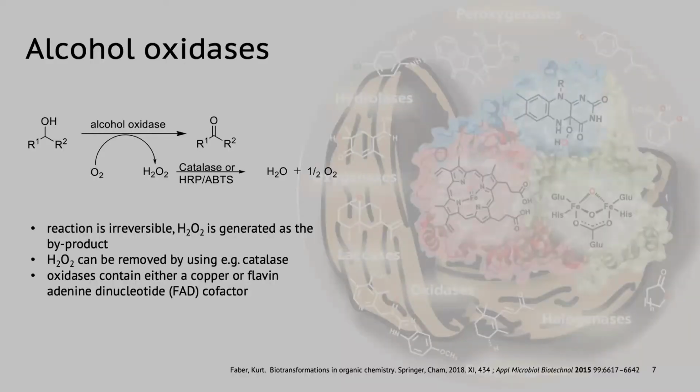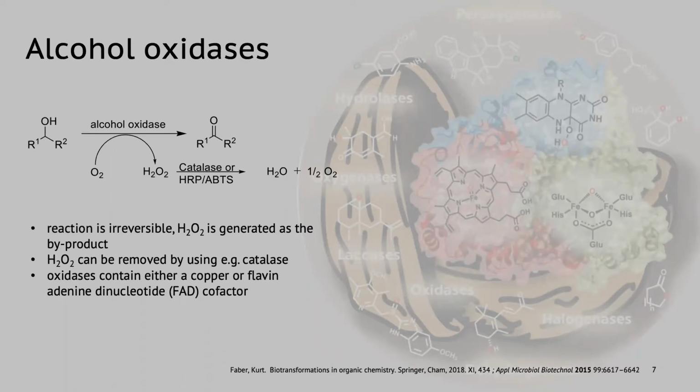But now the focus will be on alcohol oxidases that convert primary and secondary alcohols to aldehydes and ketones. The reaction is irreversible as hydrogen peroxide is generated. In order to avoid enzyme deactivation, a catalase is usually employed, particularly on preparative scale. In contrast to, for example, dehydrogenases, oxidases do not depend on a coenzyme that needs to be regenerated, but they rely on molecular oxygen as electron acceptor.